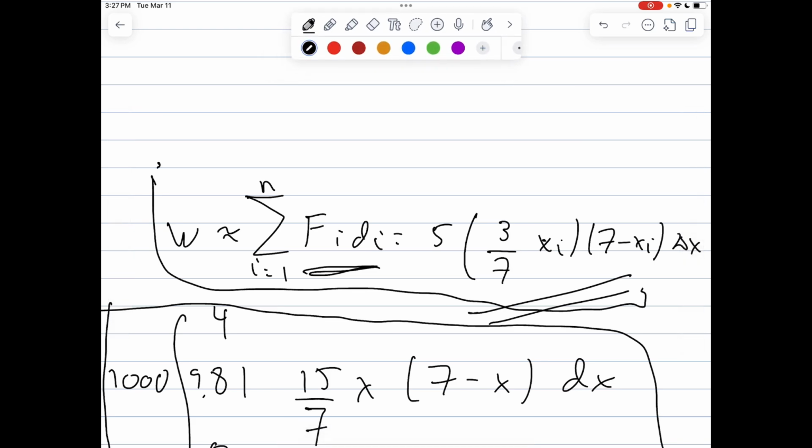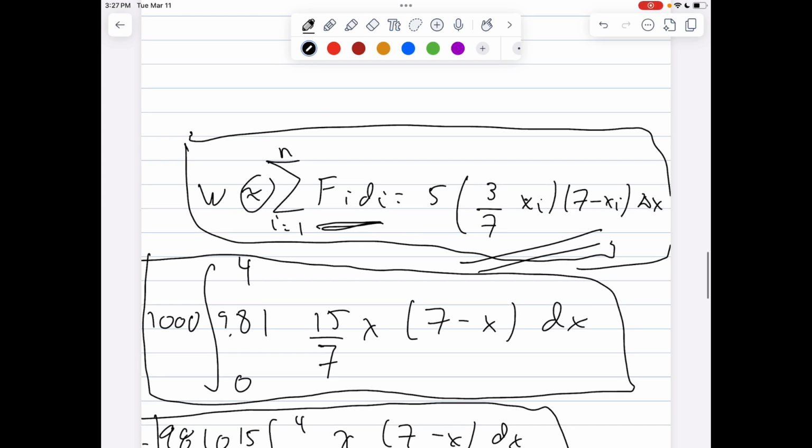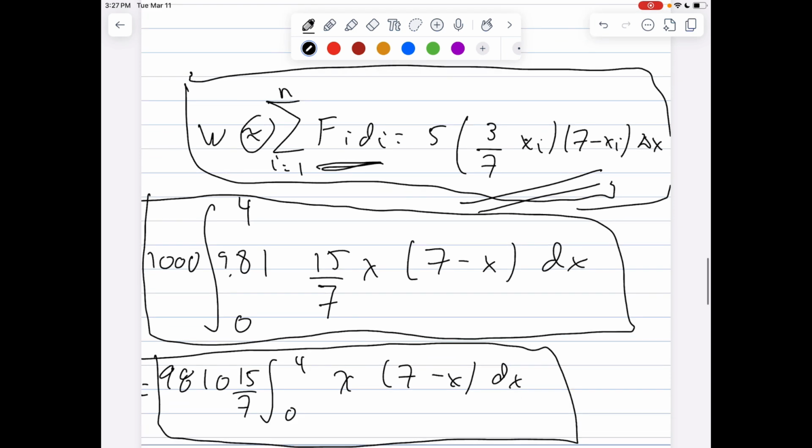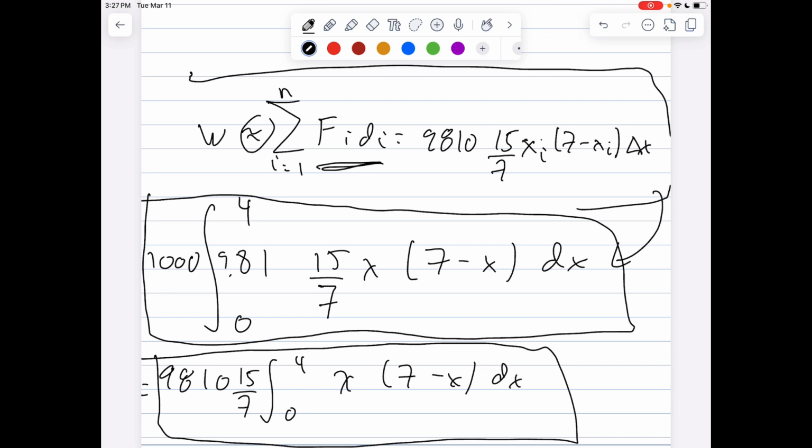However, that's an approximation. It's not really the whole thing, okay? It could be a very good approximation if you have an infinite number of pieces, and when you have an infinite number of pieces, you get an integral here, okay? So essentially, what you'd have here is an integral, and my apologies, I forgot to simplify this over here. But anyways, this comes out to be 9810 times 15/7 x times (7 minus x sub i) times the change of x here, okay? Anyways, all of that turns into what you see here.